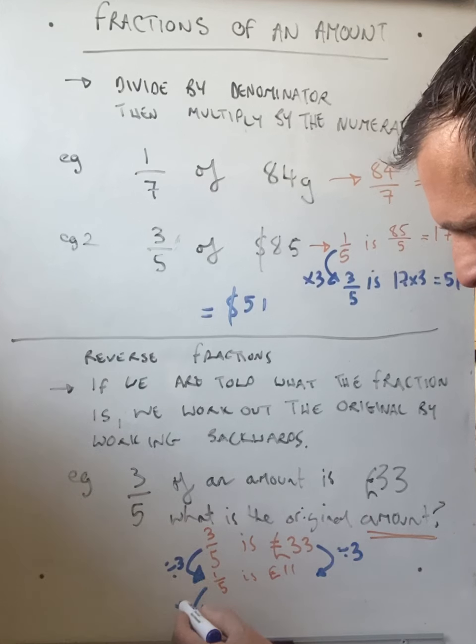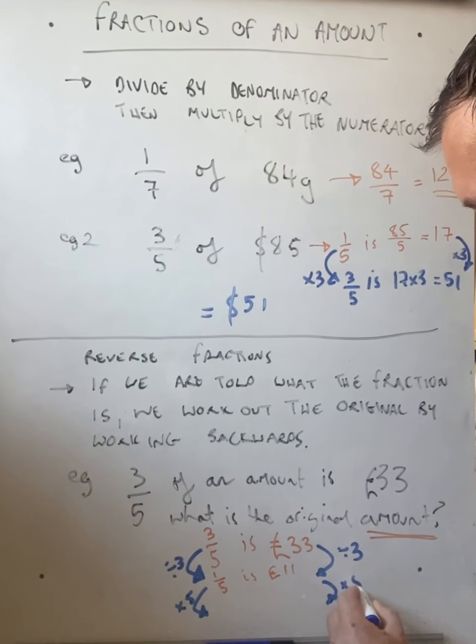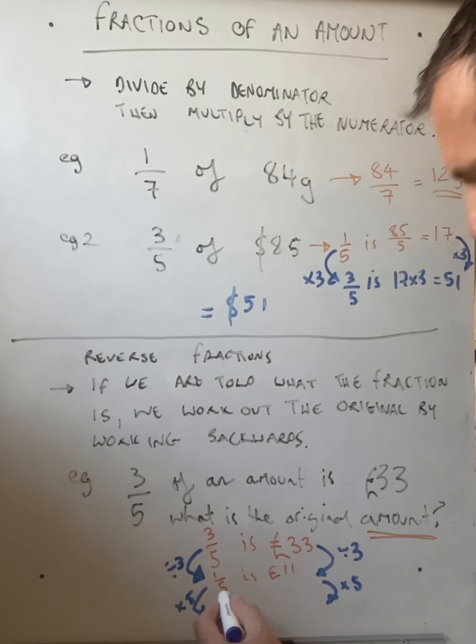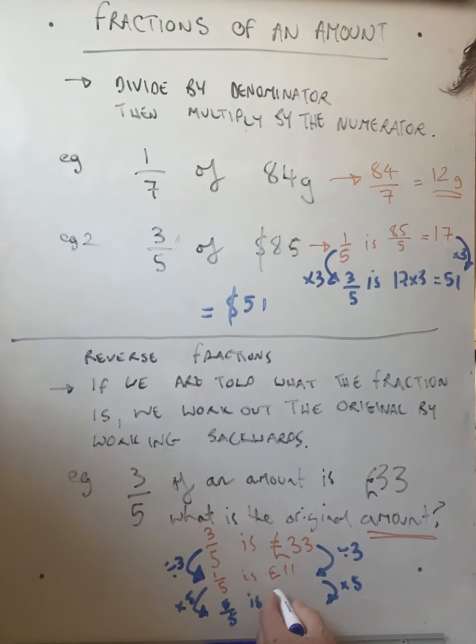So if 1/5 is £11, what I can now do is do another ribbon, and this time I'm going to times by 5 on both sides. And you can see hopefully it starts to look like ribbons bouncing down. And 5/5 is, and if I times that by 5, I get 55. So the original amount must have been 55 to get 3/5 of the amount being 33.